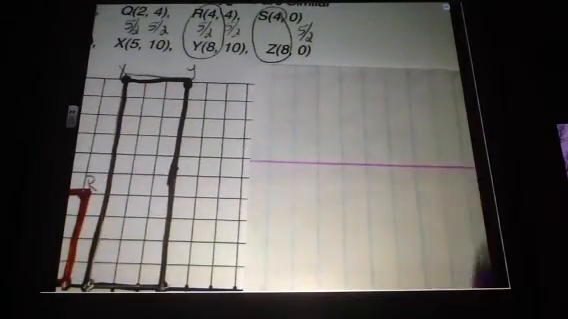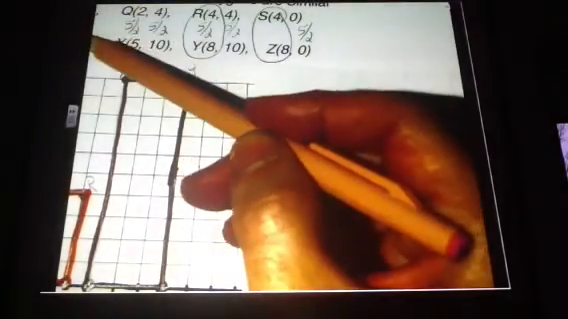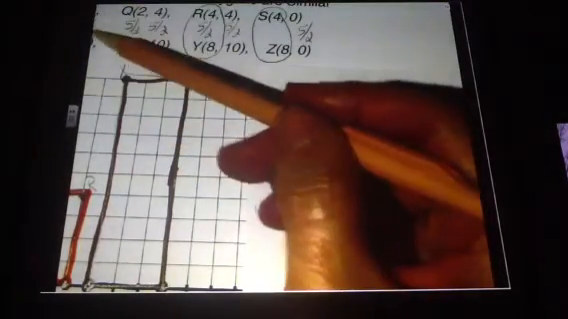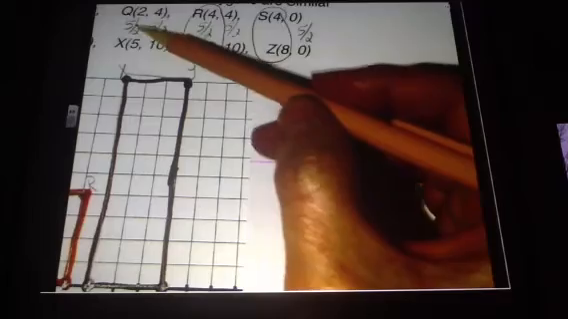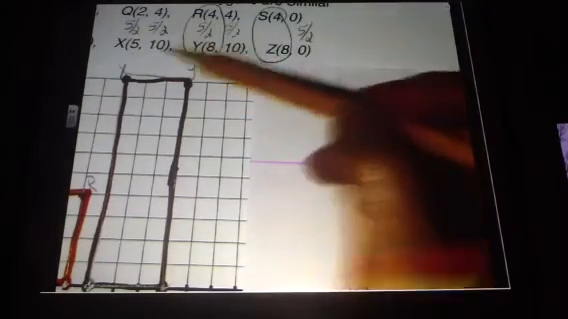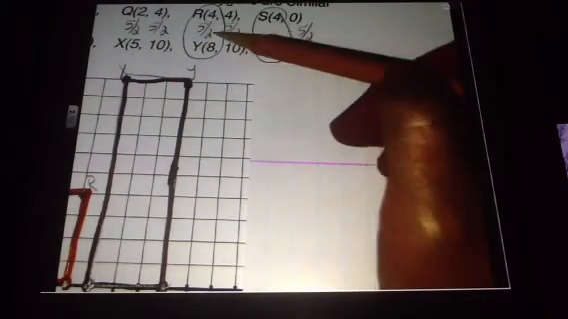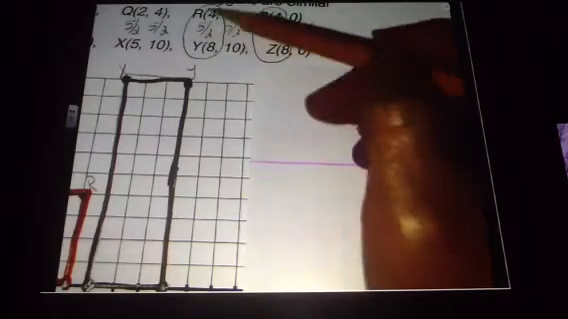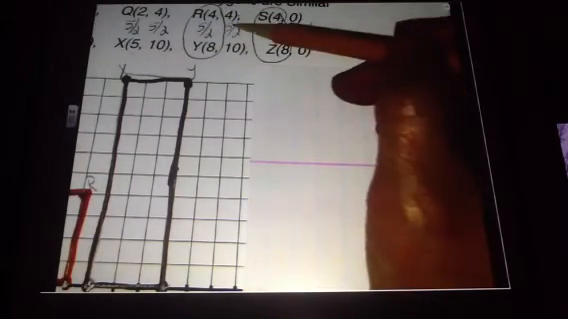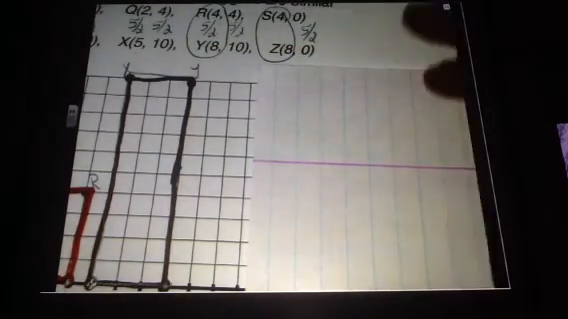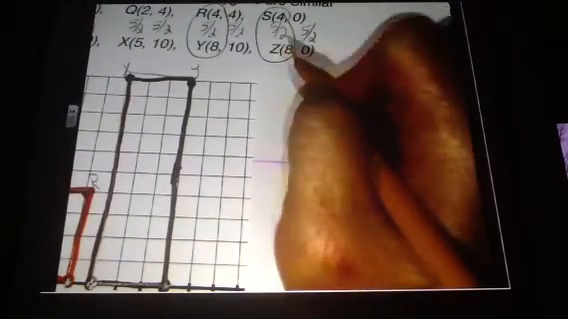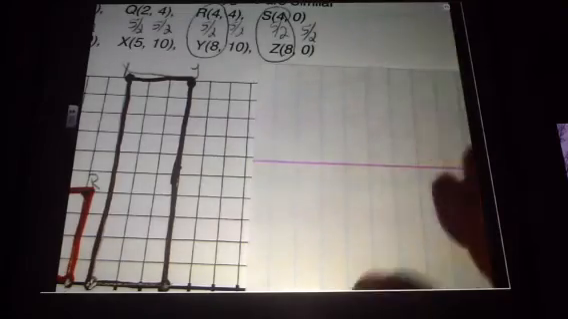to each coordinate. 2 times 5/2 is 5, 0 times 5/2 is 0. 2 times 5/2 is 5, 4 times 5/2 is 10. 4 times 5/2 is not 8. Got that circled, something's wrong there. 4 times 5/2 is 10. It should be 10. 0 times 5/2 is 0.